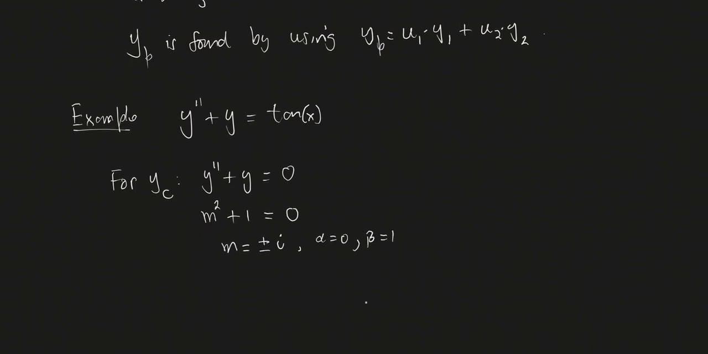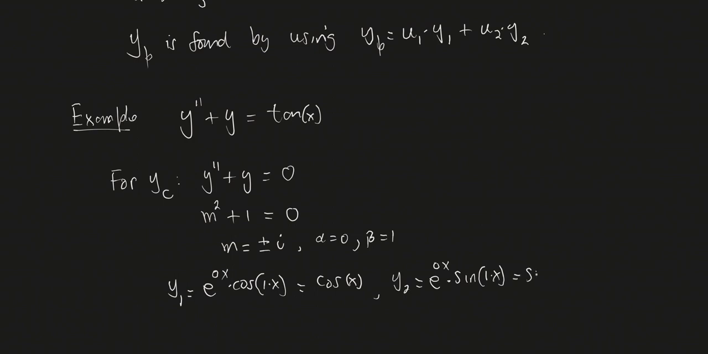And then here I'm definitely going to write down the fundamental set so I can see my y1 and my y2, because you'll see the important role that those functions play in this process. So our y1 is going to be e to the alpha x times the cosine of beta x, which simplifies to the cosine of x. And then y2 is e to the alpha x times the sine of beta x, which simplifies to the sine of x. So there we go. We have our two functions.